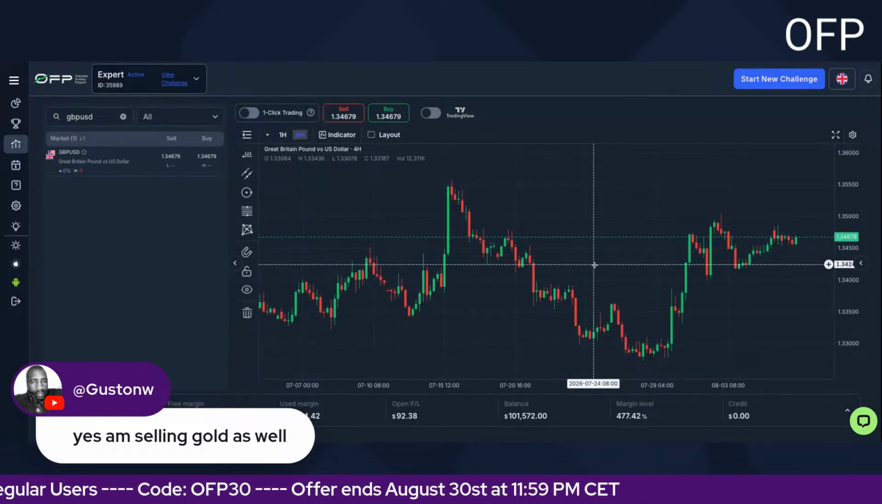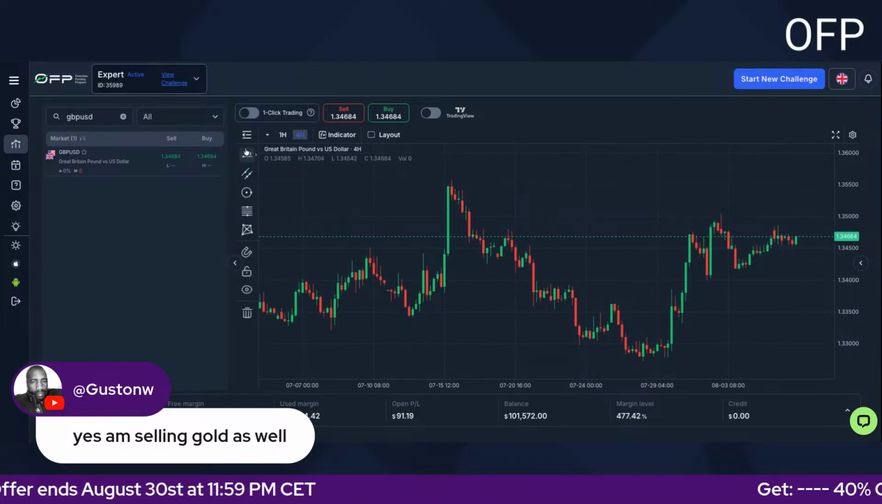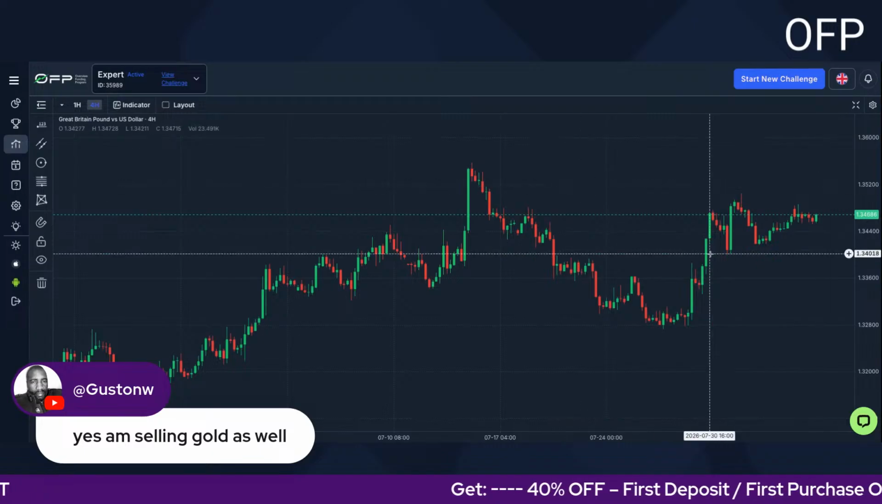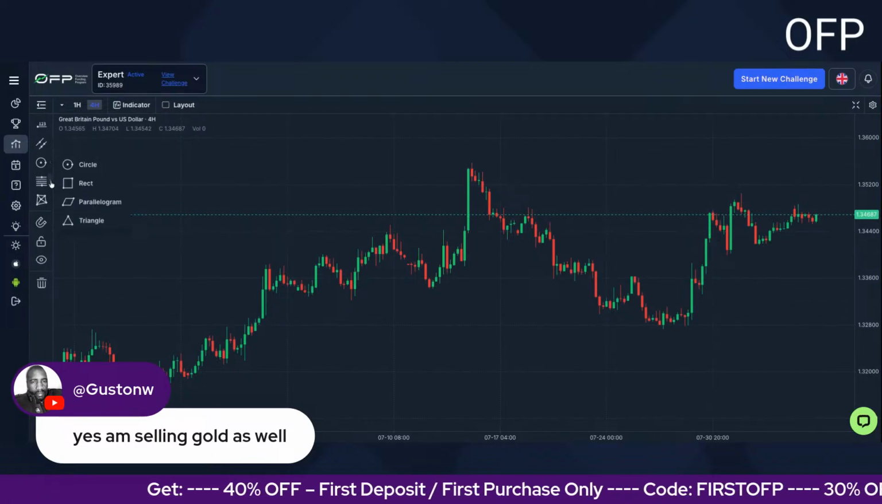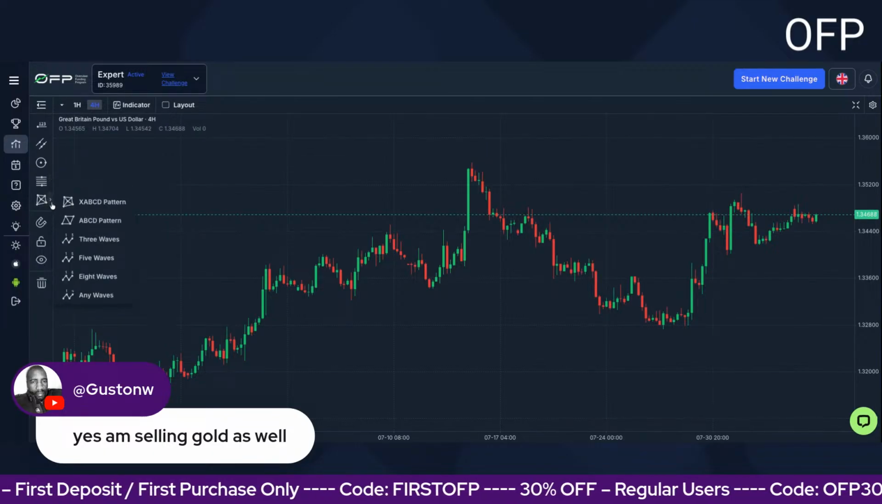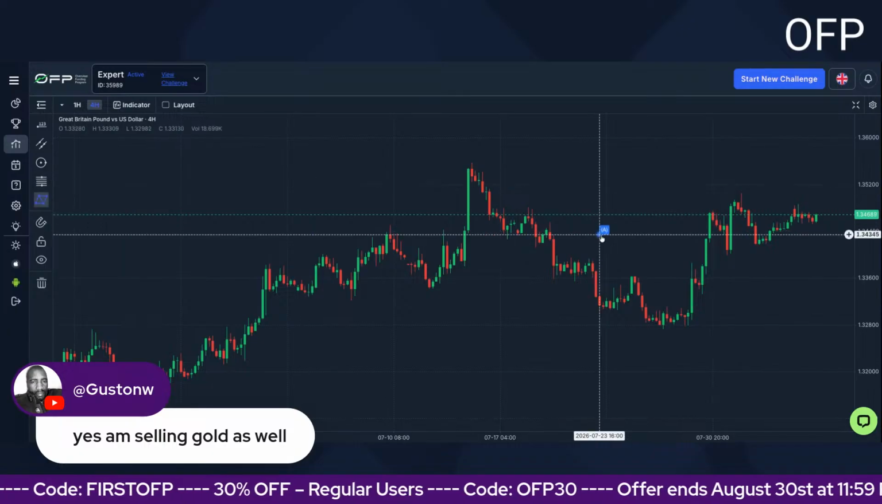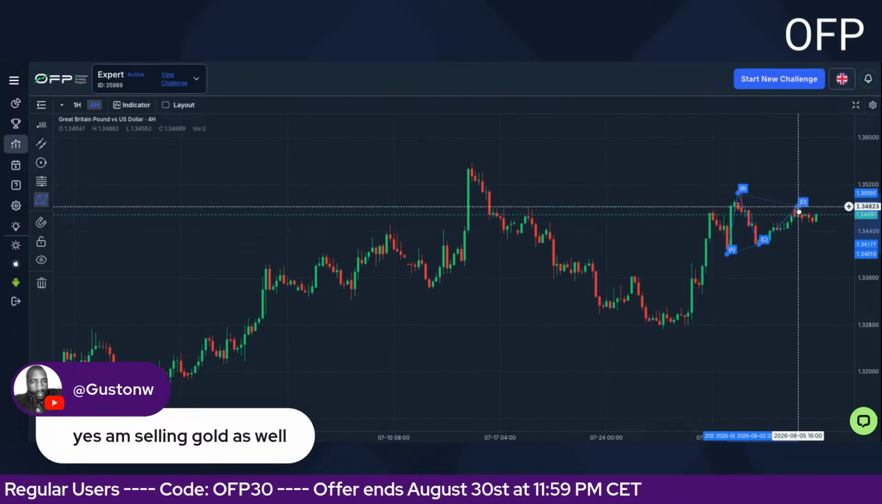So pound dollar right now seems to be in a bullish pennant or bullish flag. That is what I'm currently seeing. Is that a bullish flag? I think it should be this one, like ABC.